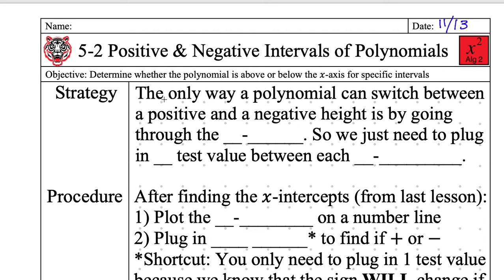All right, our strategy for the day is knowing that a polynomial can only switch between a positive and a negative height by going through the what? It's the thing that you found yesterday. Mr. Sindel, something came in the mail today. India, what is it? It is the x-axis. It is indeed.